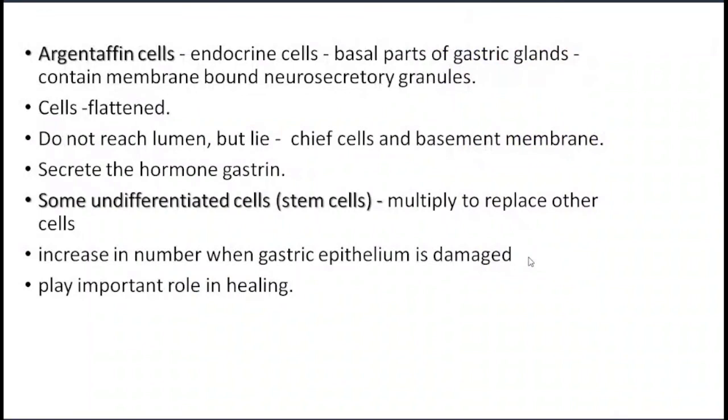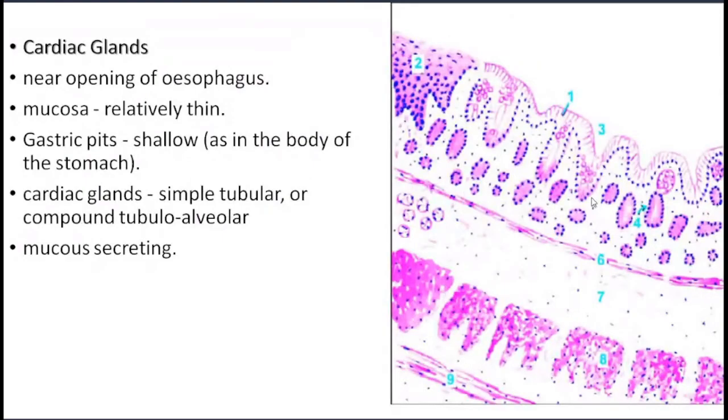Now there is the cardiac part. There is no slide of the cardiac part. Mostly it is present over the opening of the esophagus. The lamina, that is the mucosa, will be thin. The gastric pits will be very shallow. And you will get here the cardiac gland, which is in the form of simple tubular gland. And you can see here the gastric pits. In the earlier diagram the gastric pits were a little deep, and here they are more shallow.